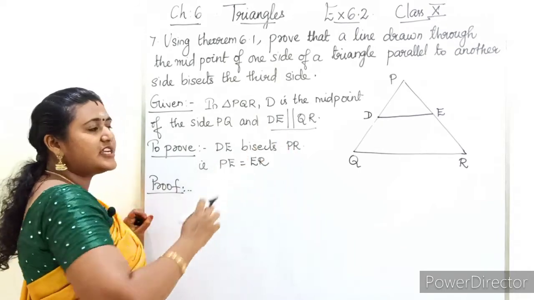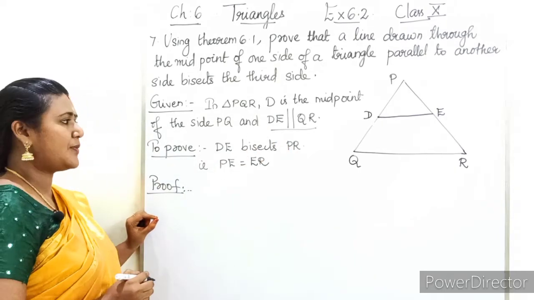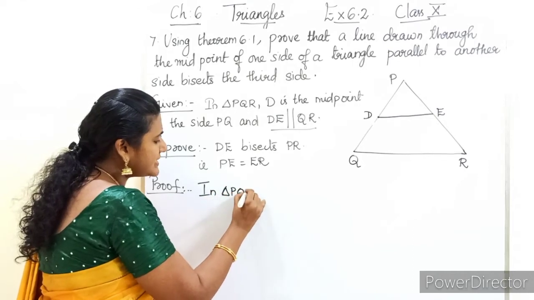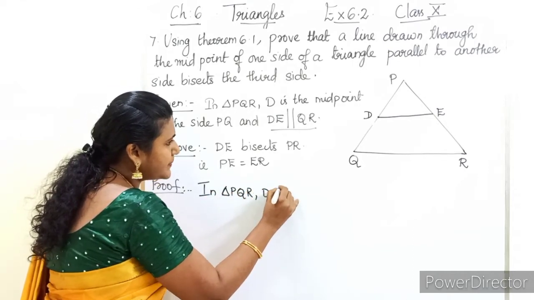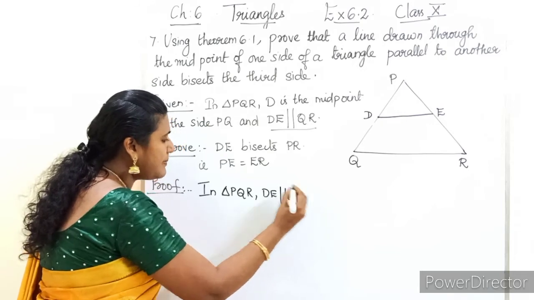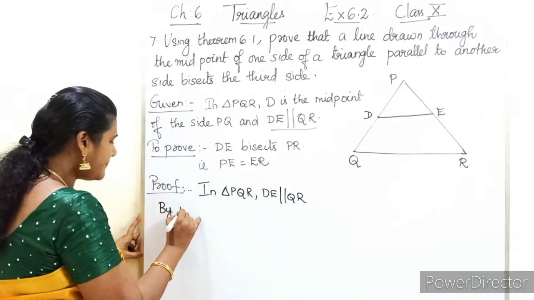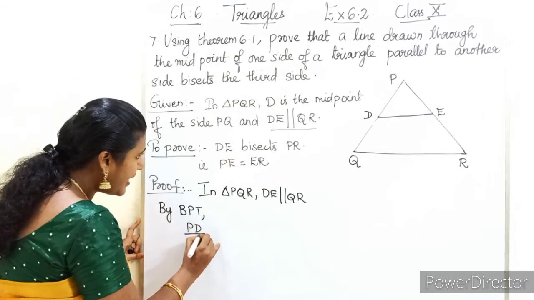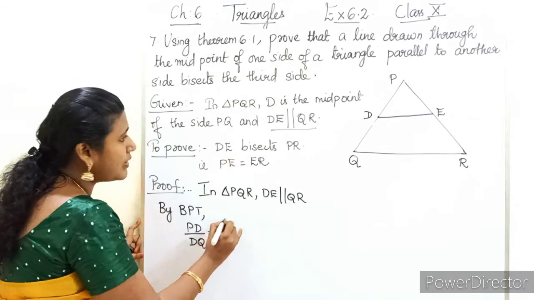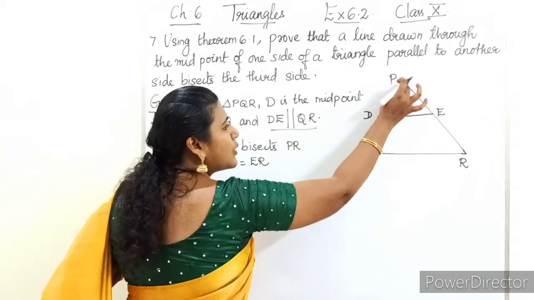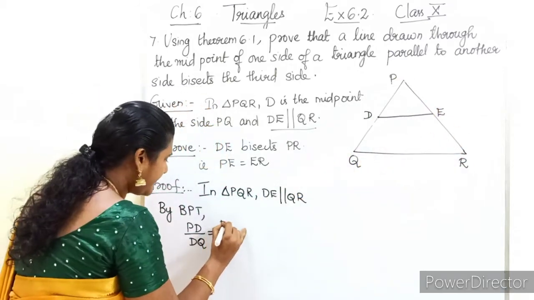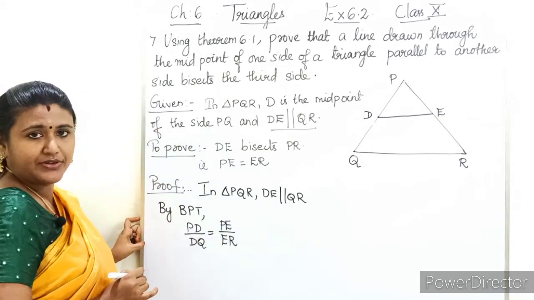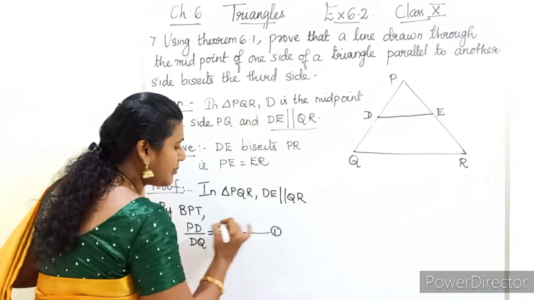Since parallel condition is given, we can use basic proportionality theorem. So in triangle PQR, since the line DE is parallel to QR, by basic proportionality theorem, we can write what condition? PD by DQ is equal to PE by ER. This condition we will get. Okay, so this is equation number 1.